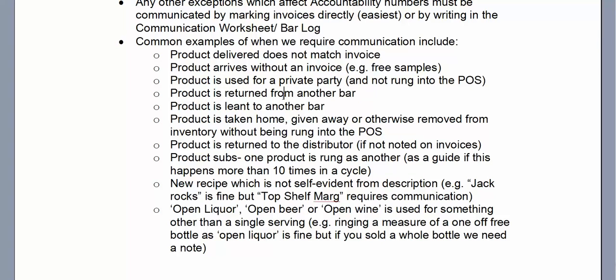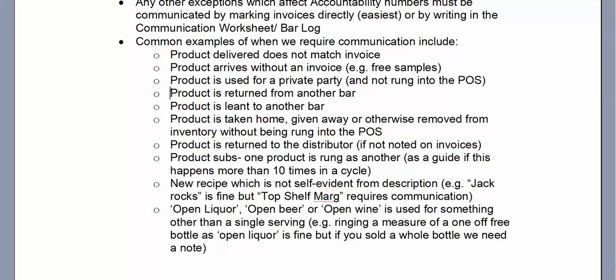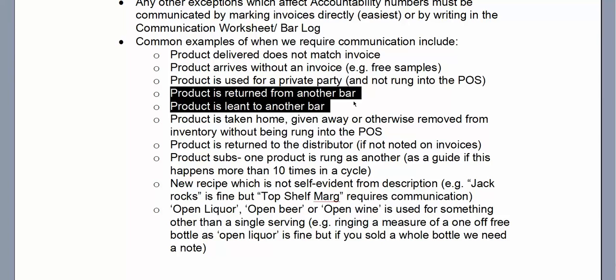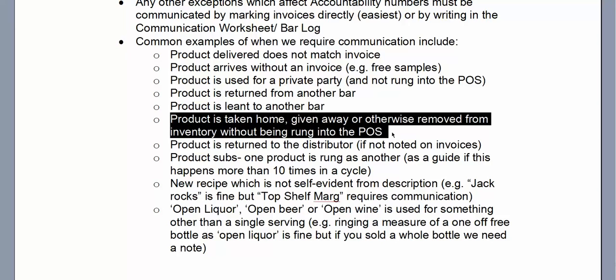So if product is either returned from another bar or lent to another bar, it's not technically allowed, but it's often the case that bars locally will help each other out, trade product occasionally. If you are in the habit of lending product out or borrowing it back, either way, that's product leaving and entering your establishment. We please would like a note of it on the log. And obviously the obvious point there is if you lent it out and you don't keep a note of it, how do you make sure that you got it back again?